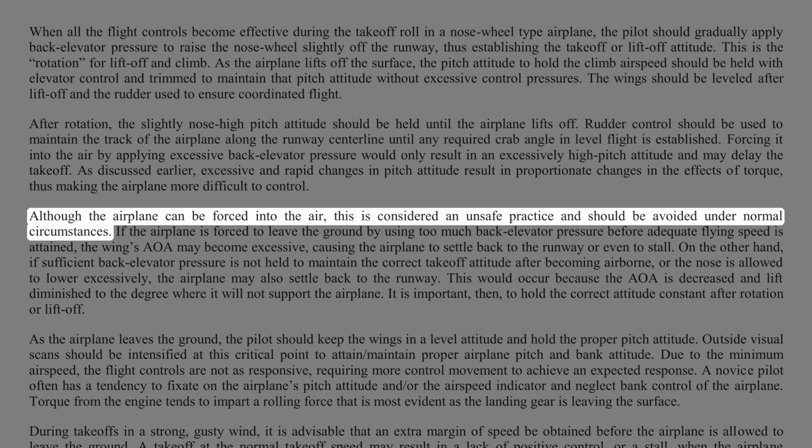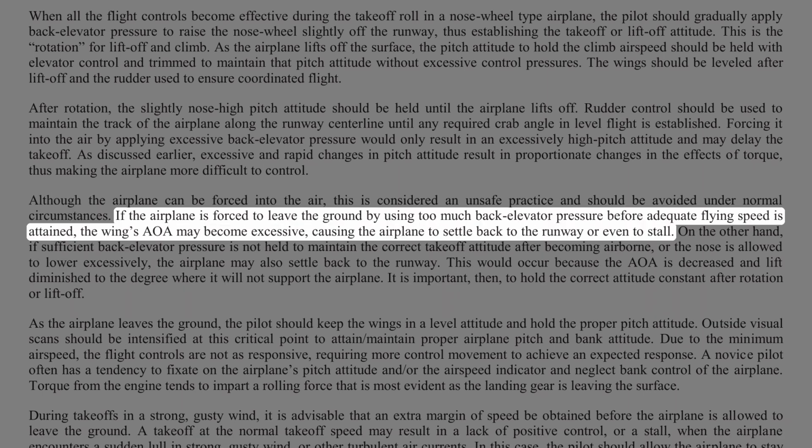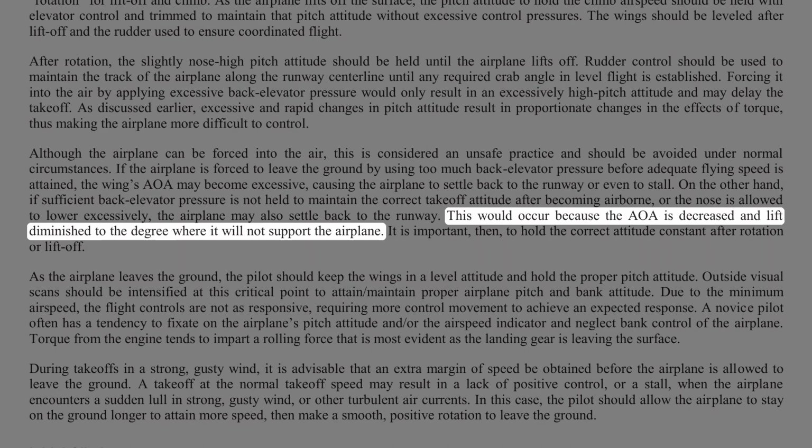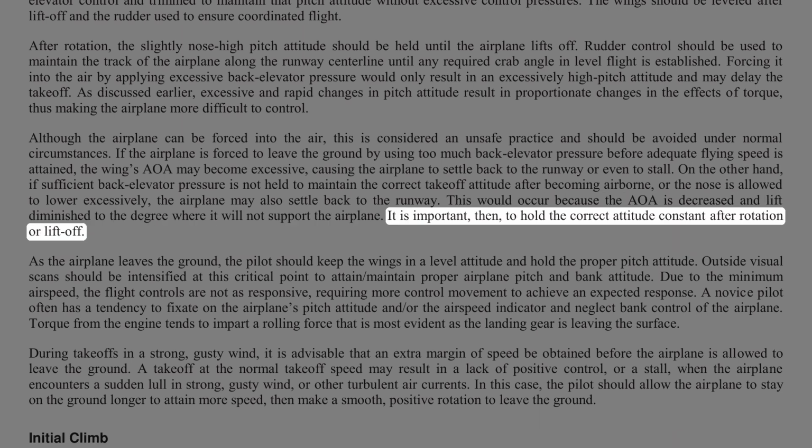Although the airplane can be forced into the air, this is considered an unsafe practice and should be avoided under normal circumstances. If the airplane is forced to leave the ground by using too much back elevator pressure before adequate flying speed is attained, the wing's AOA may become excessive, causing the airplane to settle back to the runway or even to stall. On the other hand, if sufficient back elevator pressure is not held to maintain the correct takeoff attitude after becoming airborne, or the nose is allowed to lower excessively, the airplane may also settle back to the runway. This would occur because the AOA is decreased and lift diminished to the degree where it will not support the airplane. It is important, then, to hold the correct attitude constant after rotation or lift-off.